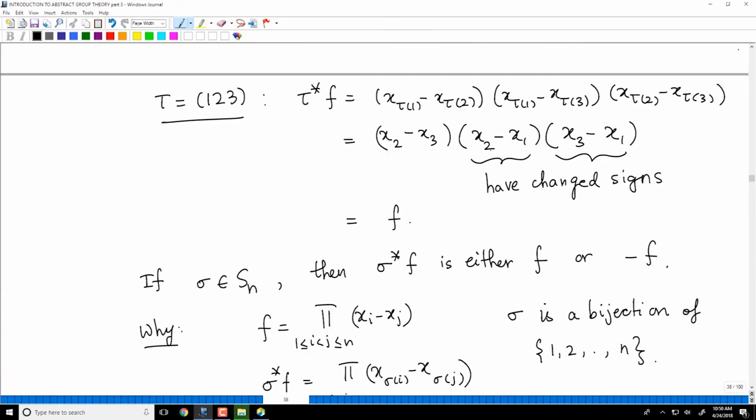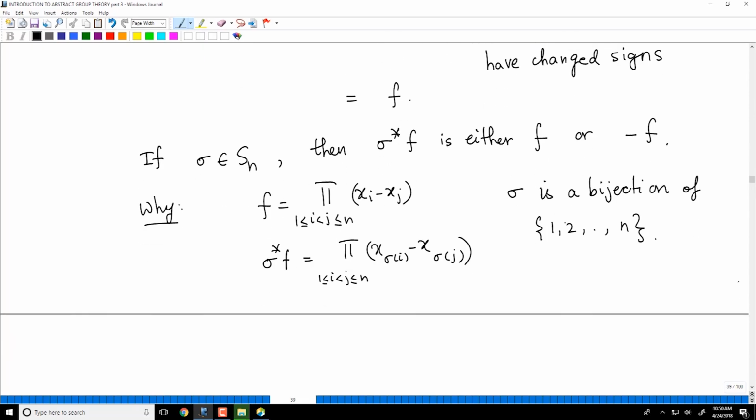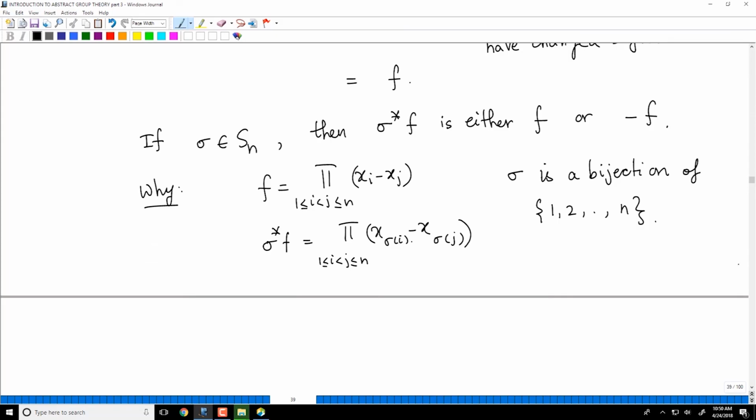Sometimes you have a bigger index minus a smaller index, x2 minus x1. Because if i is less than j, certainly it's not true that sigma i is less than sigma j. But if you have a bigger index minus a smaller index, that's the negative of the smaller index minus the bigger index, which appears in f. So f is a product of some terms. Sigma star f will be a product of the same number of terms, but some of these will be the same terms with possibly a negative sign.